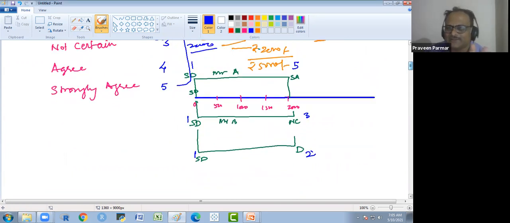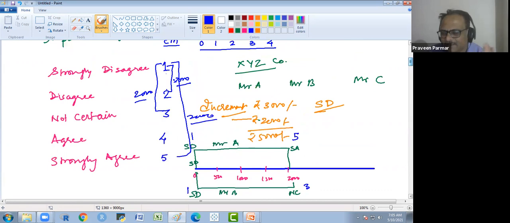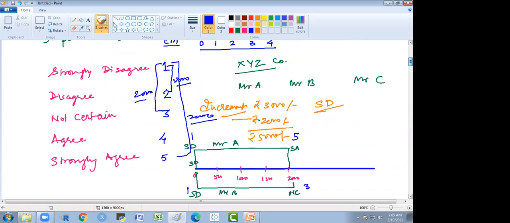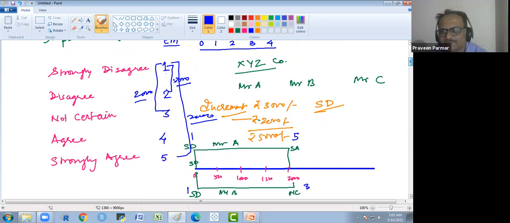So you understand what ordinal is, and why I am telling you that there is no fixed interval. Now you got this? Any doubt? No? So this is the ordinal data.